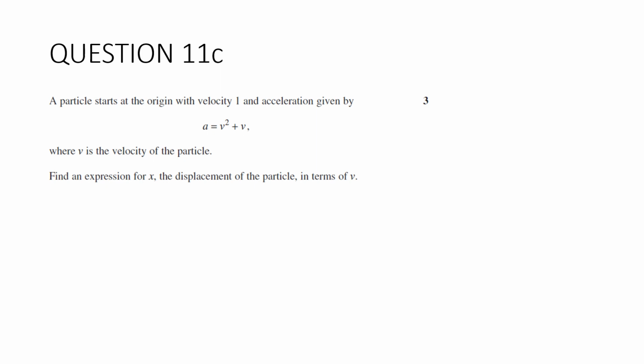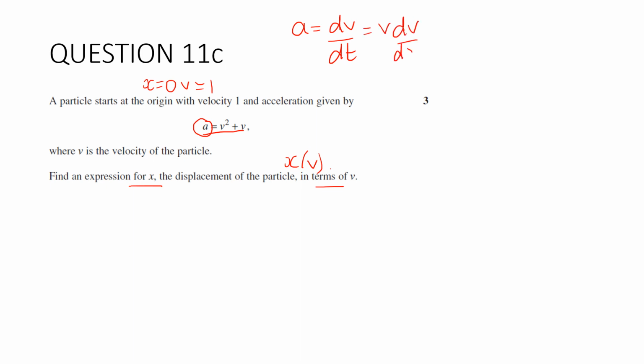11c. The particle starts at the origin with velocity 1, and acceleration is given by this, and v is the velocity of the particle. Find an expression for x in terms of v. Okay, so we need to make a suitable substitution here. Now remember, our options are dv/dt, which is no use to us because we don't want time, v dv/dx, which I think is the one we're going to use, and d/dx of a half v squared, which is no use because we can't integrate with respect to x. So we're going to use this one.